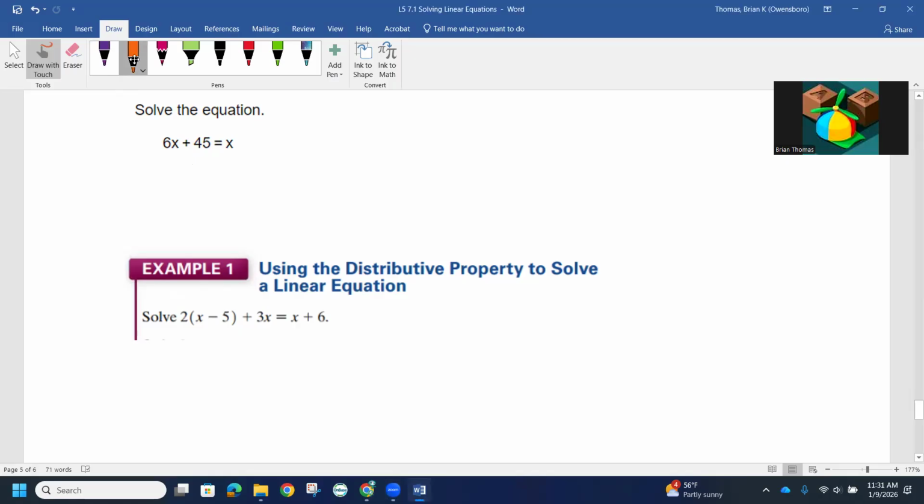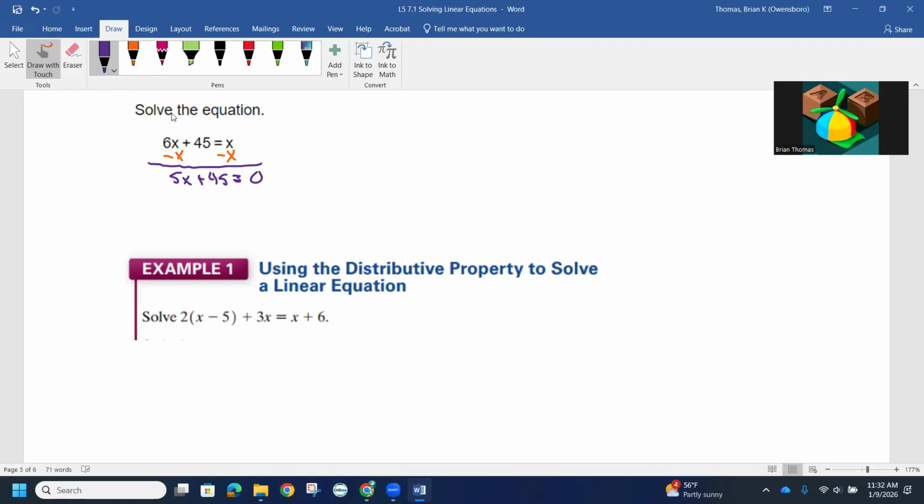So I like to pick on the little guy. Between 6x and x, I want to knock out the x by putting a negative x here, but to balance the equation, I have to put a negative x over here. What you do to one side of the equation, you must do to the other side. So when I do the math, this turns into 5x plus 45, and that's now equal to 0, because remember, we have a left side and a right side, so the 0 is required on the right-hand side.